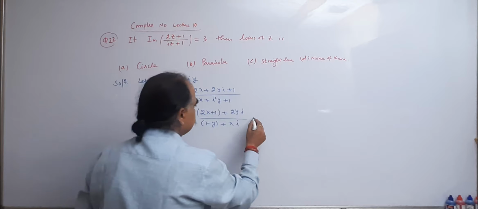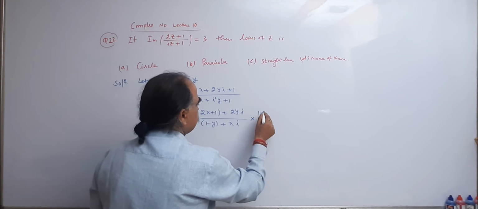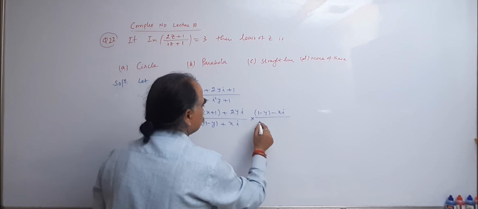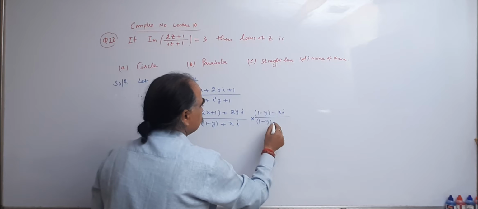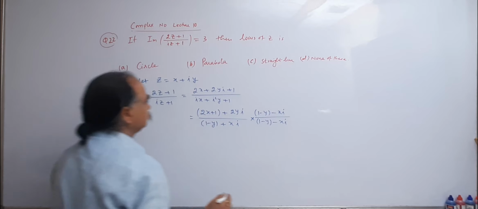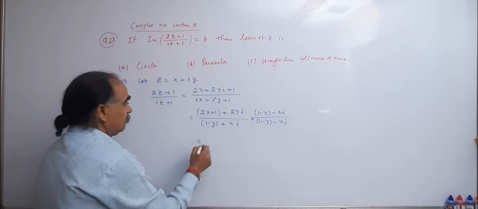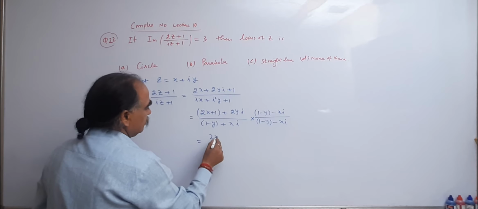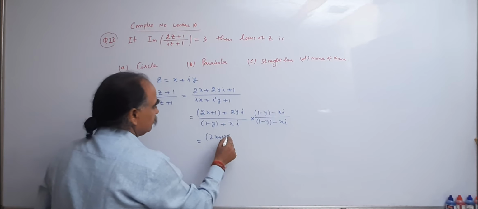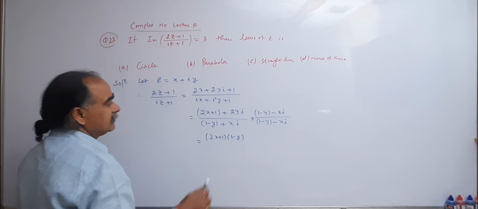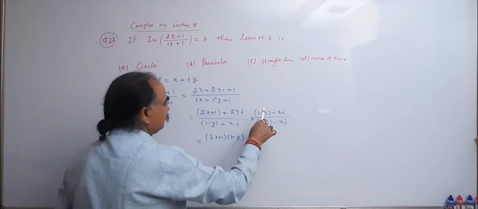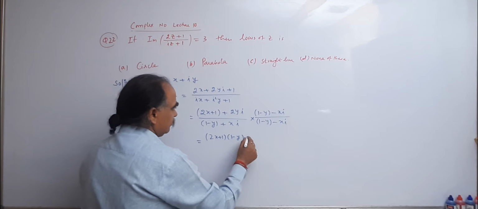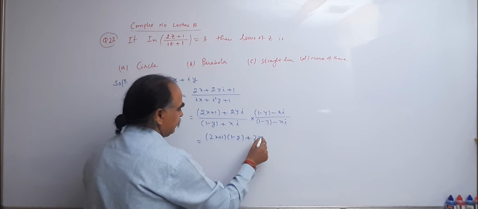Now multiply and divide by 1 minus y minus xi upon 1 minus y minus xi. So this will give you, real part will multiply to real part, 2x plus 1 into 1 minus y, and imaginary part multiplied to imaginary part. So minus 2xy i square is what? Minus 1. So plus 2xy.